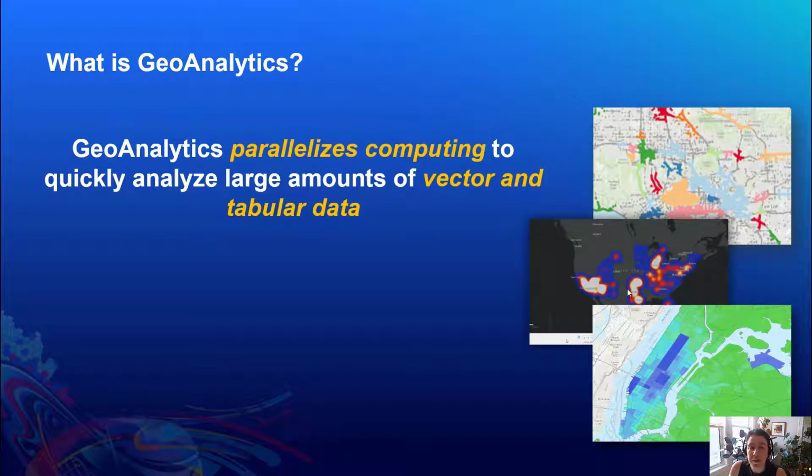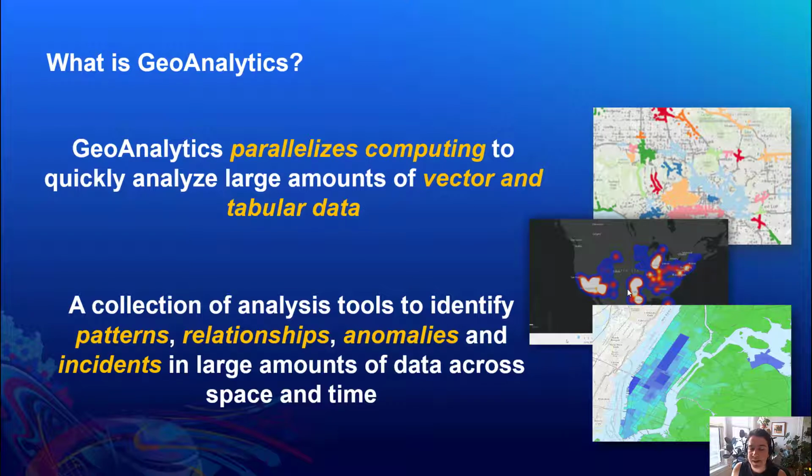GeoAnalytics parallelizes computing to quickly analyze large amounts of vector and tabular data. So vector data being points, lines, polygons, and tabular data, it might not have anything spatial, it's just your features, your attribute table. This isn't raster analysis. There is a similar raster analysis presentation and project where they do parallelized computing for raster analysis. So if that's what you're interested in, I would definitely recommend looking into those sessions.